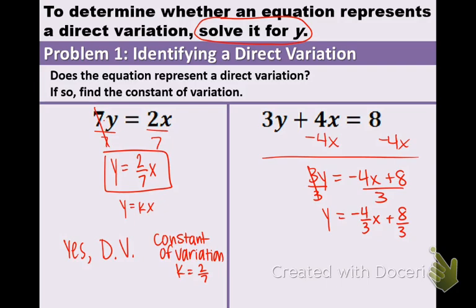Question for you. Does this look like y equals kx? Hopefully you realize that no, it doesn't look like y equals kx, so this is not direct variation. So you have an example on the left side of a dv and on the right side of one that's not direct variation.